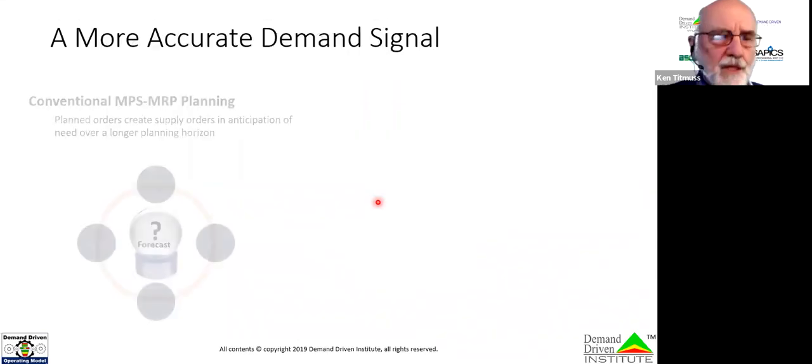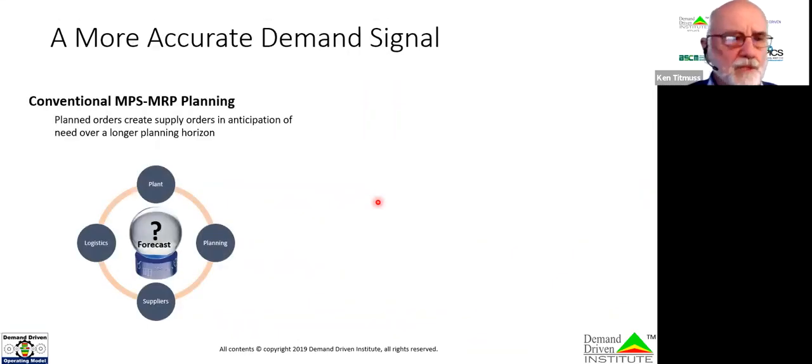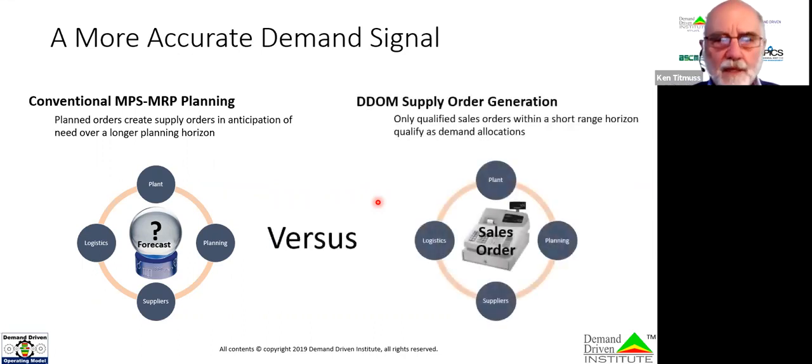So we need to be working on a more accurate demand signal, and this is where we're moving away from conventional master production scheduling and MRP planning, which uses a forecast out to that cumulative lead time, to move into something a little better. Only qualified sales orders within a short-range horizon are used in our demand-driven operating model to determine order generation.